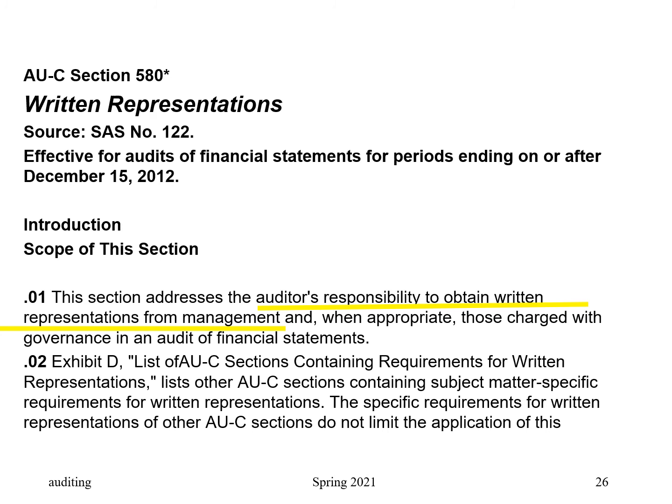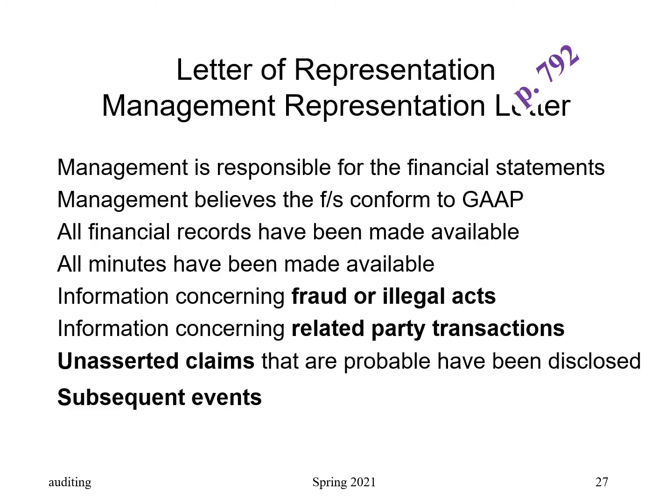I want you to just read it once. The example in the book, just read what they say once. Don't memorize it. I'm not going to ask you what's on it. Here are some examples of what's on it. A statement that management's responsible for the financial statements. A statement that management believes the financial statements conform to GAAP. That all financial records have been made available to the auditor. That all minutes of board meetings have been made available to the auditors.